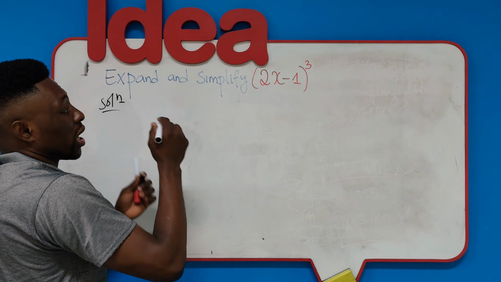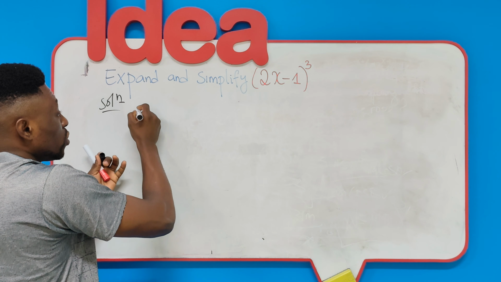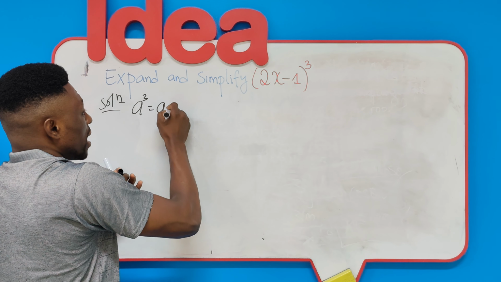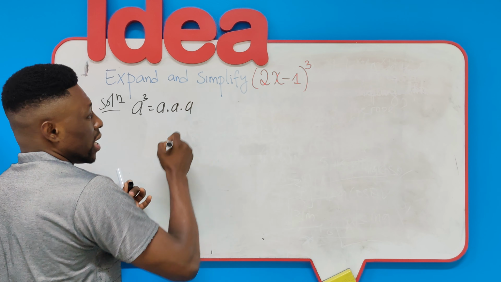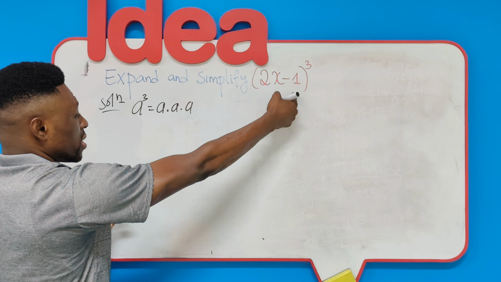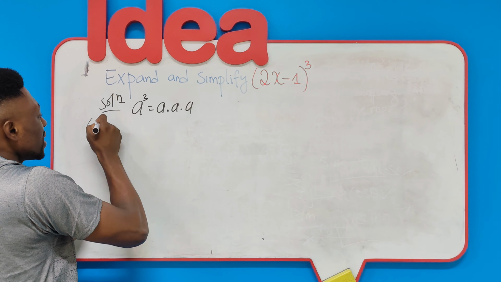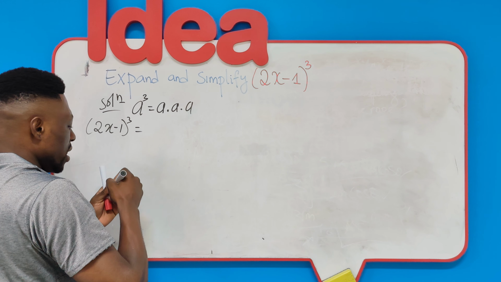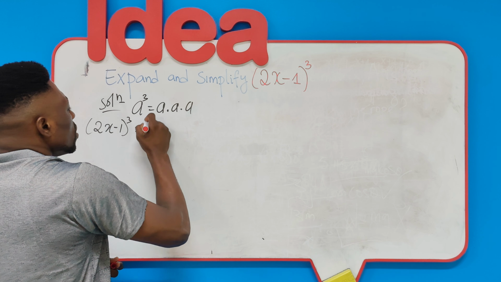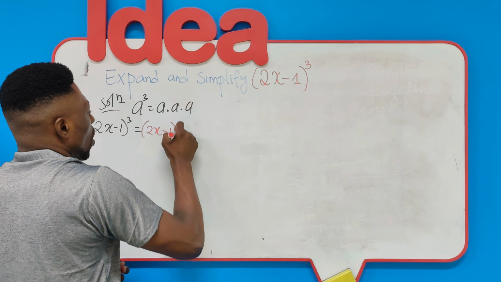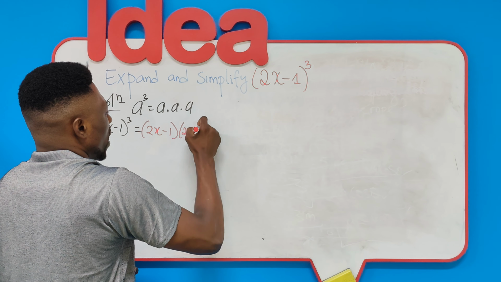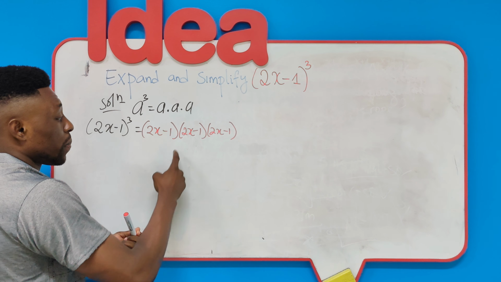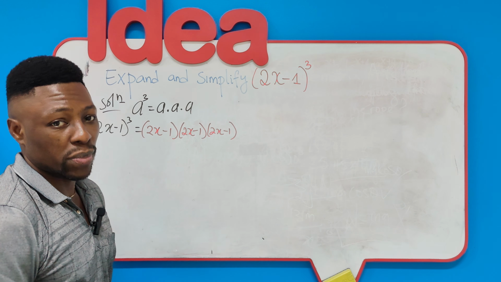To begin, I will start by quoting the law of indices, according to which a raised to the power 3 is equal to a times another a and times another a. In this case, let me rewrite this in this form. I will have that (2x - 1) raised to the power 3 will be equal to (2x - 1) times (2x - 1) and then times (2x - 1). No need to remind you that the parentheses here imply multiplication.